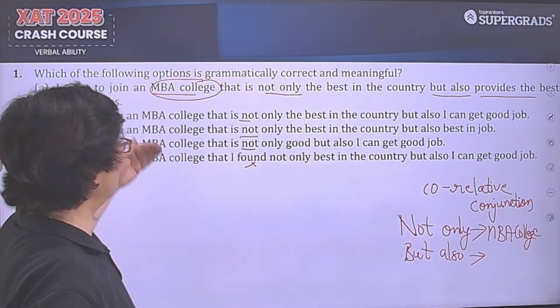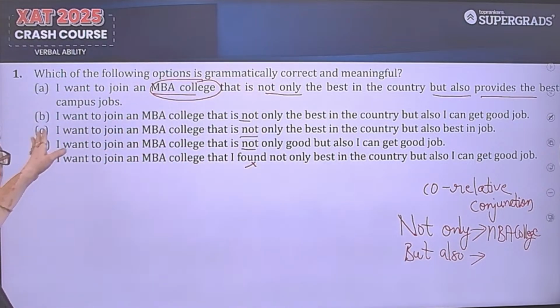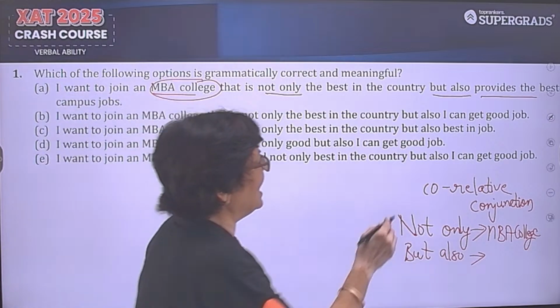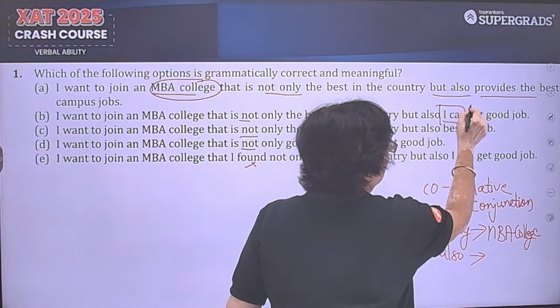Okay. But if you look at the other sentences, for example, sentence B, I want to join an MBA college that is not only the best in the country, but also I can get a good job? No, this is wrong. Why?